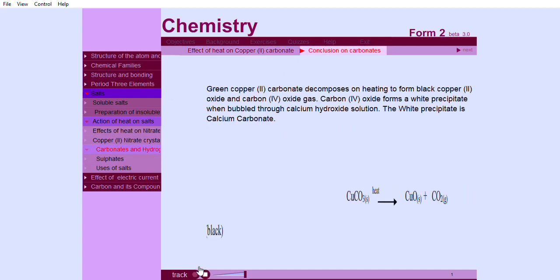Green copper-2 carbonate decomposes on heating to form black copper-2 oxide and carbon-4 oxide gas. Carbon-4 oxide forms a white precipitate when bubbled through calcium hydroxide solution. The white precipitate is calcium carbonate.